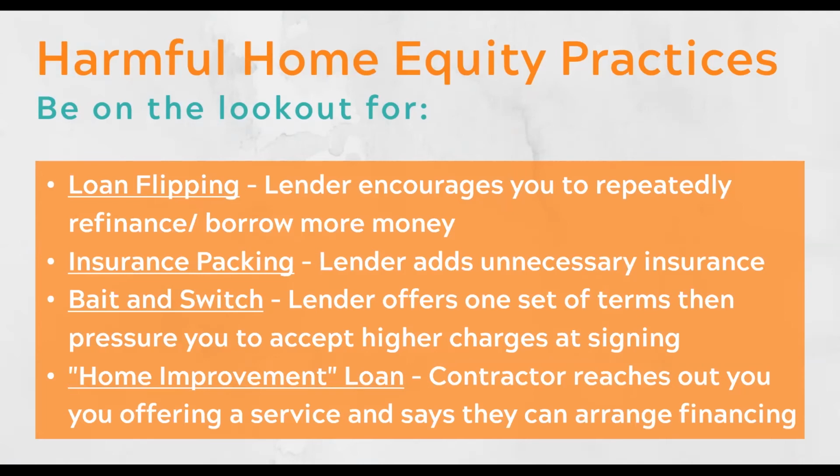Insurance packing is when a lender unnecessarily adds insurance to the loan, like adding credit insurance without going over it with you or giving you information on it to make an educated decision on if you even need it. Bait and switch is where the lender offers you one set of terms, then pressures you to accept higher charges at signing, just to complete the transaction.